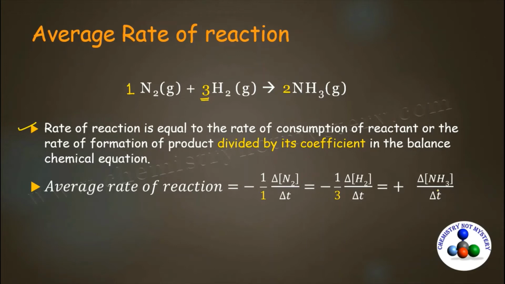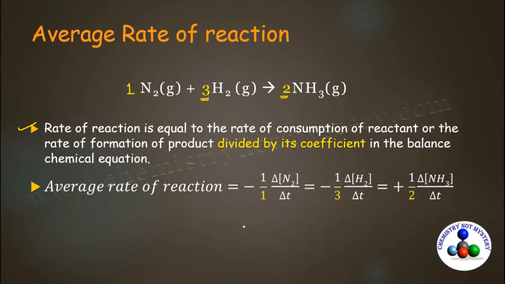Similarly, in case of ammonia, its coefficient is 2. So you have to divide this change in concentration of ammonia by 2. So you will get the formula: average rate of reaction in terms of ammonia is equal to 1 by 2 change in concentration of ammonia over delta T. Now let's check whether we get the same rate of reaction in terms of each reactant and product.